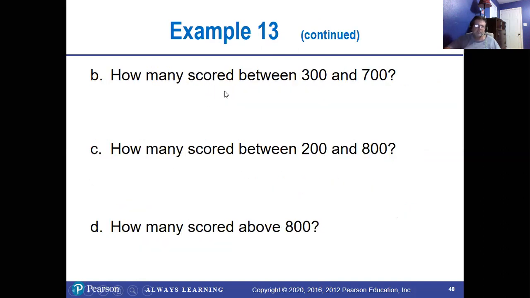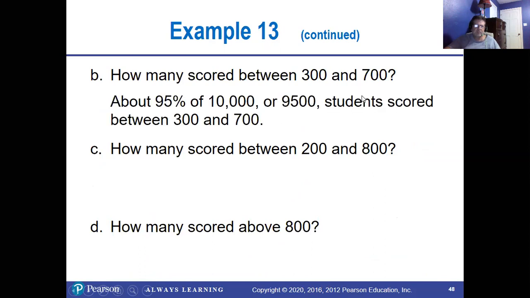Okay, how many scored between 300 and 700? That would fall within the 95%. So 95% of 10,000 is 9,500 students.